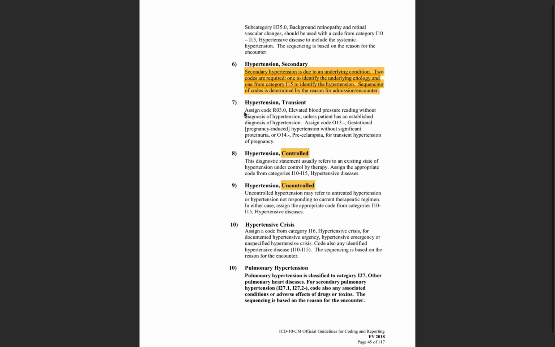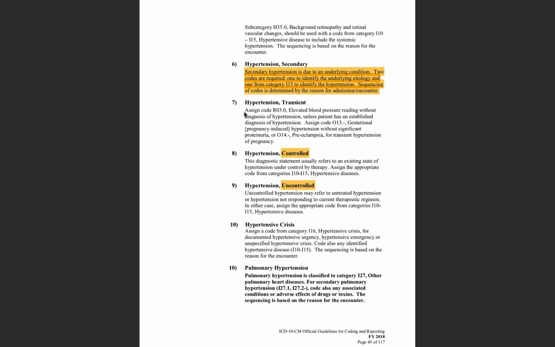Hypertension secondary. Secondary hypertension is due to an underlying condition. 2 codes are required, one to identify the underlying condition and one from the category I15 to identify the hypertension. Sequencing of the codes are determined by their reason for admission. So if it was for the hypertension, that would go first. Or if it was for the etiology or the underlying condition, that would go first.